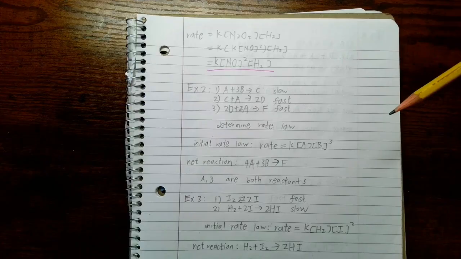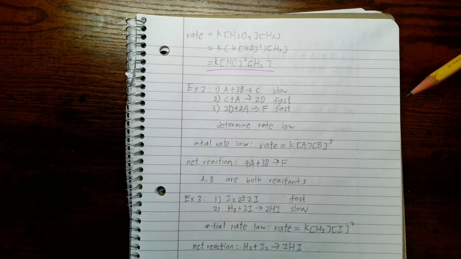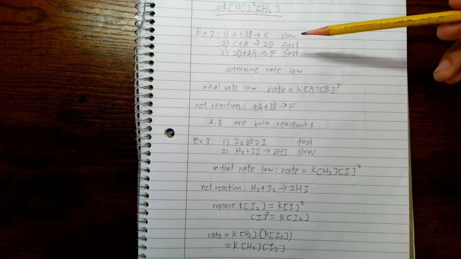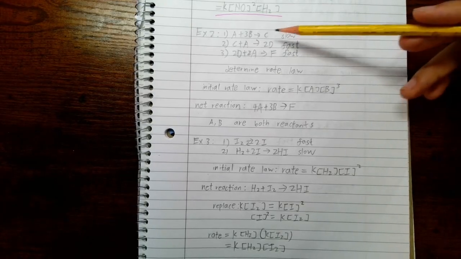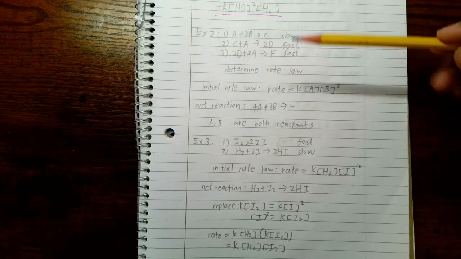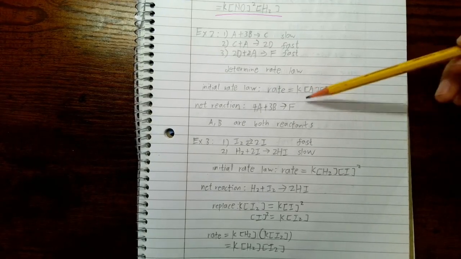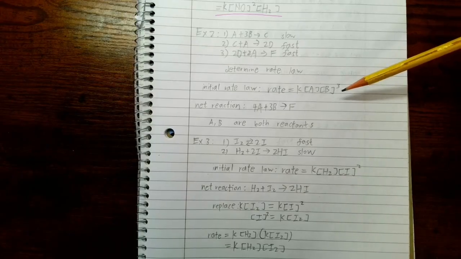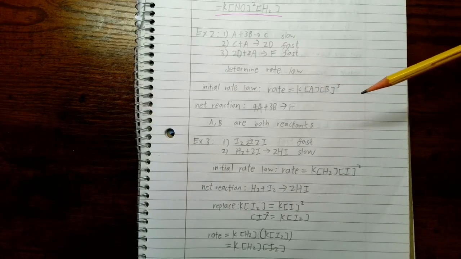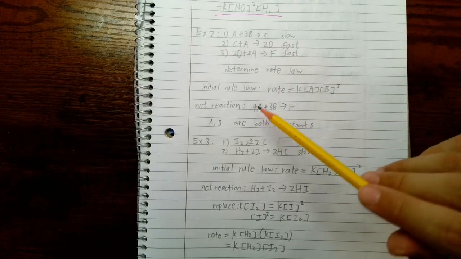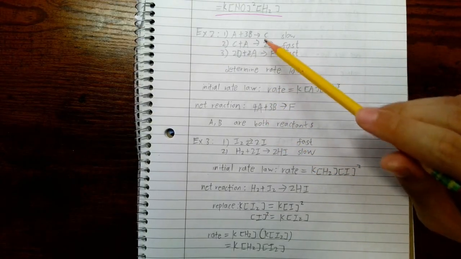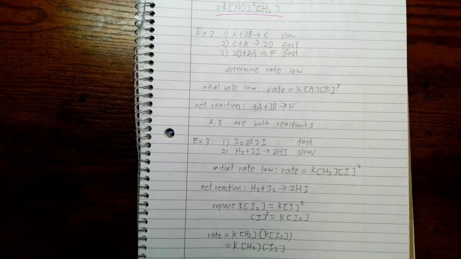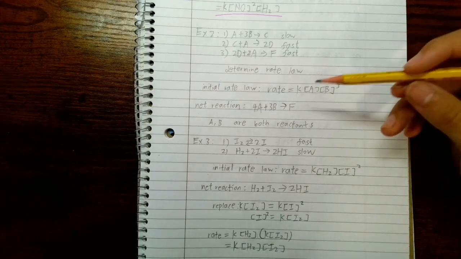And let's try to do some examples. Maybe that will help us to understand this topic better. So still, first we determine the rate determinant step, just finding the lowest one. And we obtain our initial rate law. And check if they are both our reactants of the net reaction or not. And we add those three reactions together and cancel out the same terms that are on both the reactant and the product sides, and we end up with our net reaction.